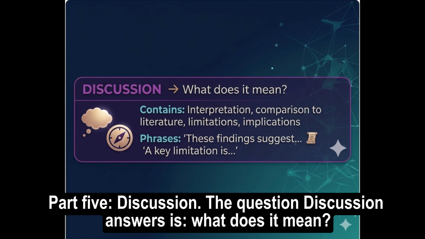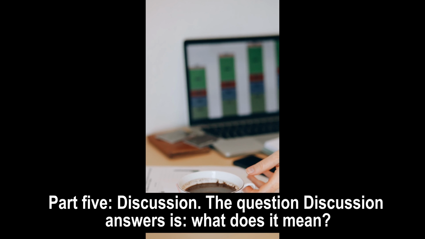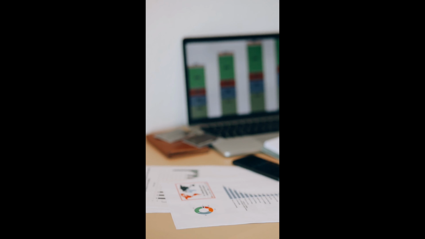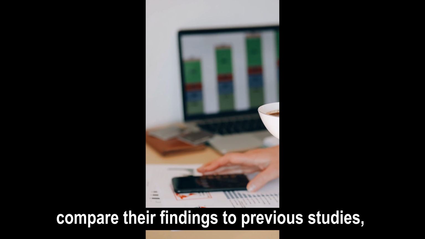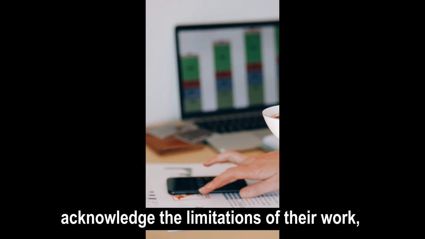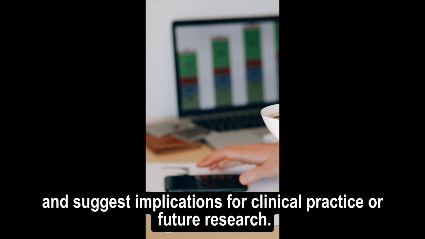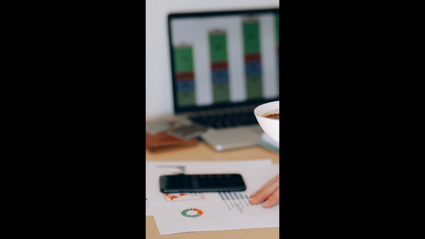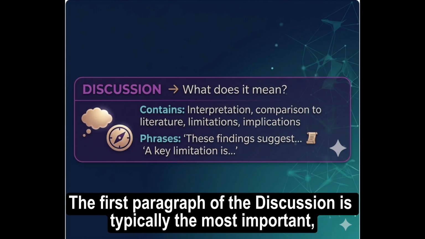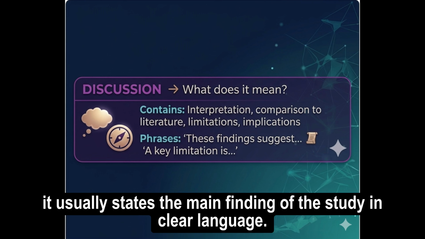Part 5. Discussion. The question discussion answers is, what does it mean? The discussion is where the authors interpret their results, compare their findings to previous studies, acknowledge the limitations of their work, and suggest implications for clinical practice or future research. The first paragraph of the discussion is typically the most important. It usually states the main finding of the study in clear language.